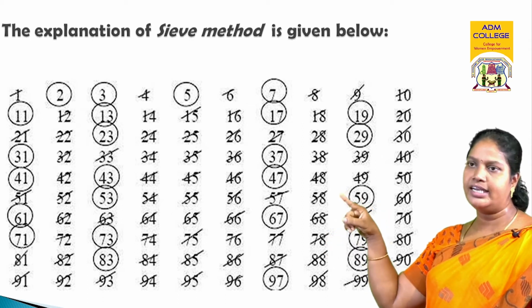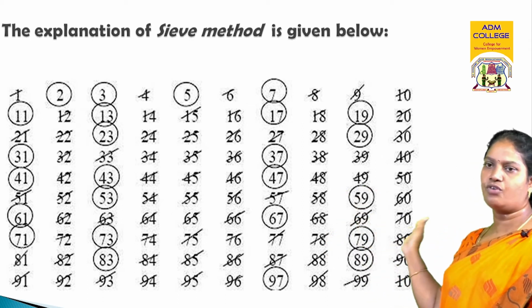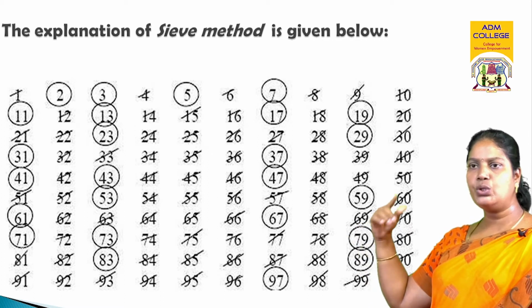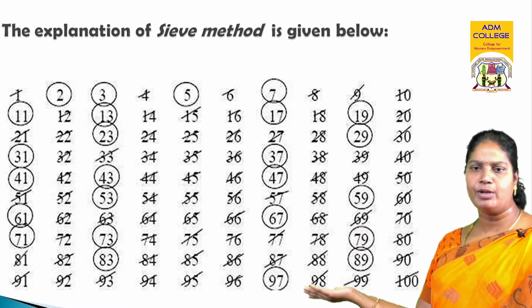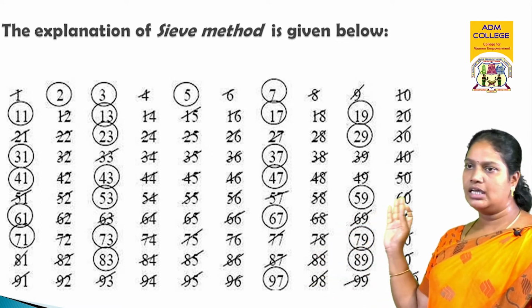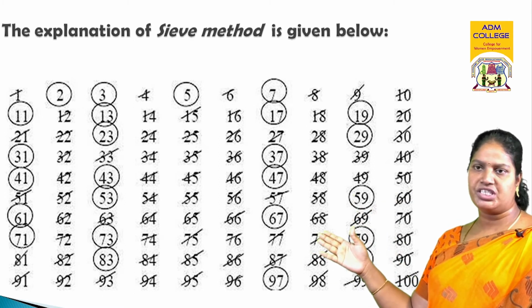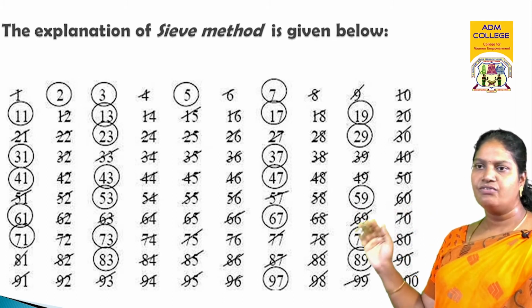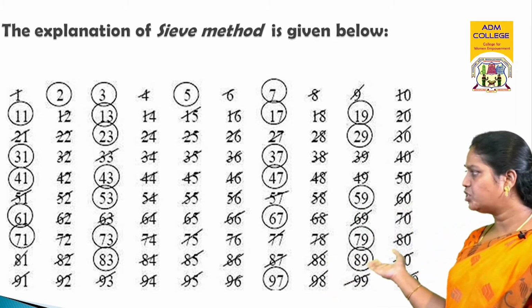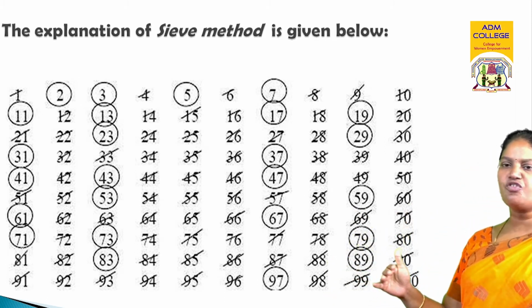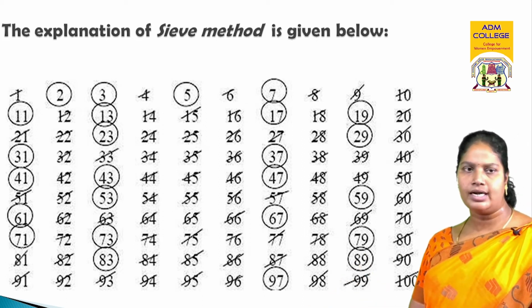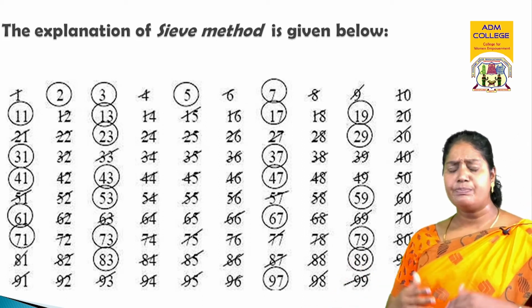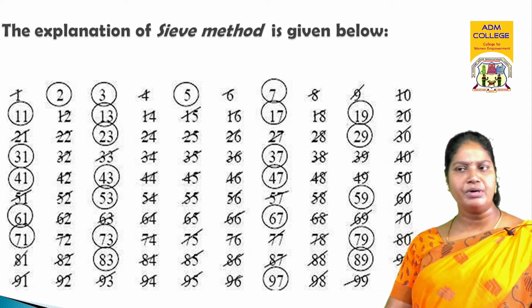So we circle it and cross out all the multiples of 2. Then we go to the next number, which is 3, which is a prime number but not a composite number. So we circle it and cross out all the multiples of 3. We have to proceed like this. We definitely get a list of prime numbers from 1 to 100. So prime numbers are a major part of number theory.